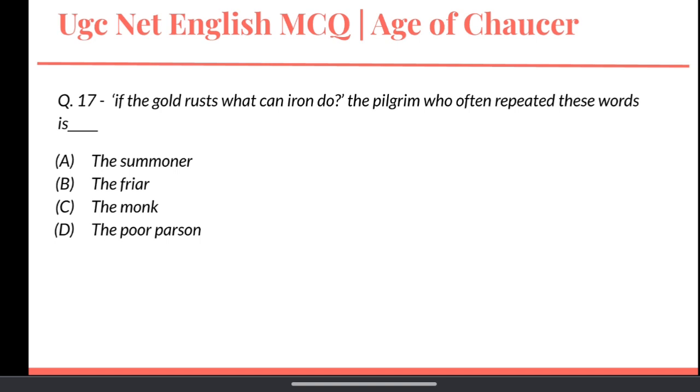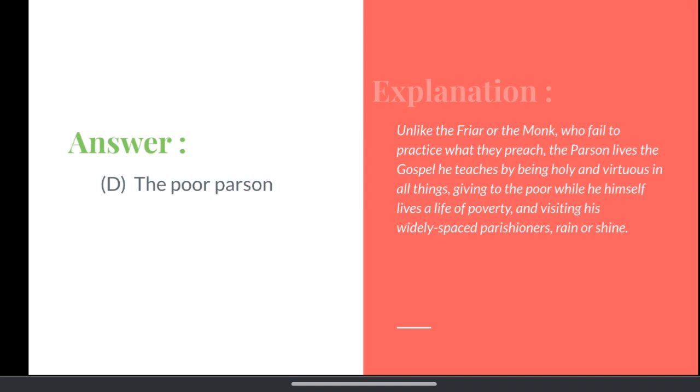So the right answer for this question is option D, the poor parson. Okay, unlike the friar or the monk who fail to practice what they preach, the parson lives the gospel he teaches by being holy and virtuous in all things, giving to the poor while he himself lives a life of poverty, and visiting his widely spaced parishioners, rain or shine. So unlike the friar and monk, the poor parson is actually truthful towards his job, right? Okay, so moving on to the next question.